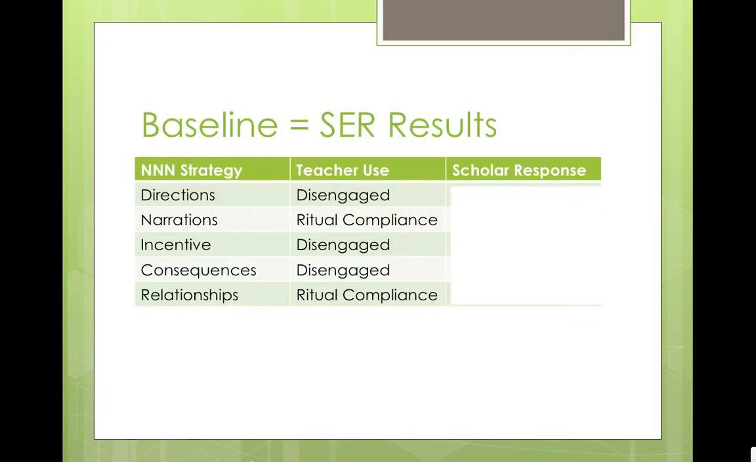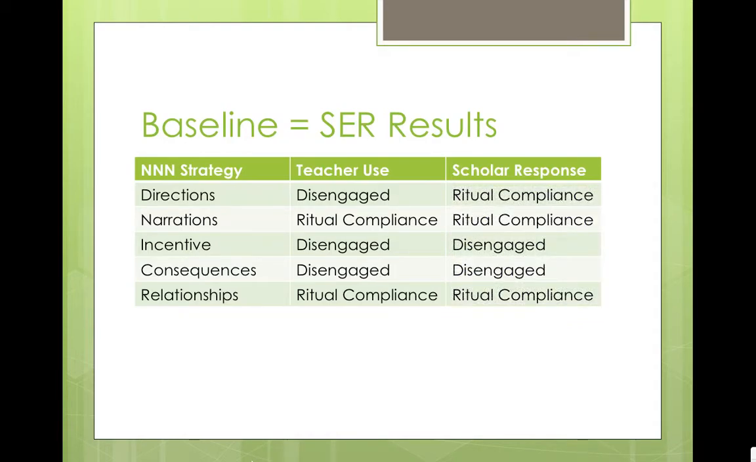Now we are going to look at how the scholars responded. Remember that this is a separate column on the Student Engagement Rubric. Even though the teacher was disengaged in her directions, the scholars were at ritual compliance. Whenever she would give a direction, only 5 to 8 scholars would be off task. This gives us at least 75% of scholars following the directions the first time they're given. However, if you look at ritual compliance, you see that the scholars are easily distracted or get off task. For narrations, the scholars are responding at ritual compliance.